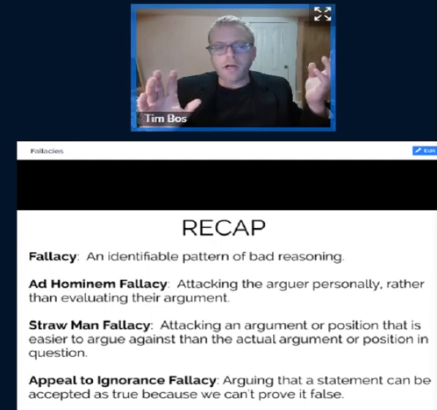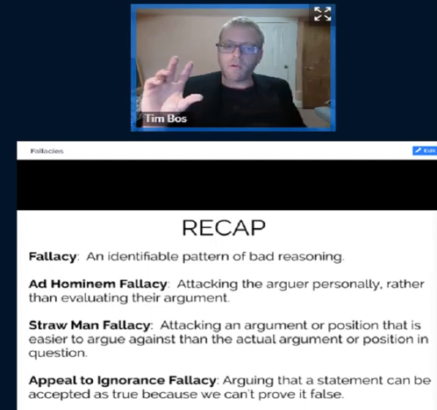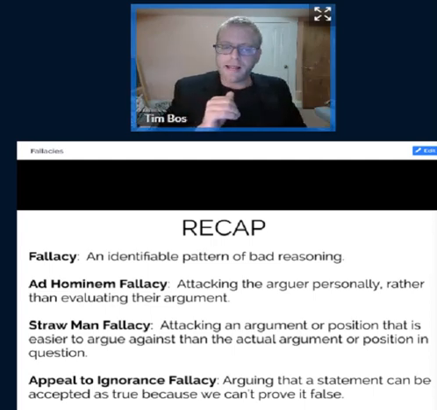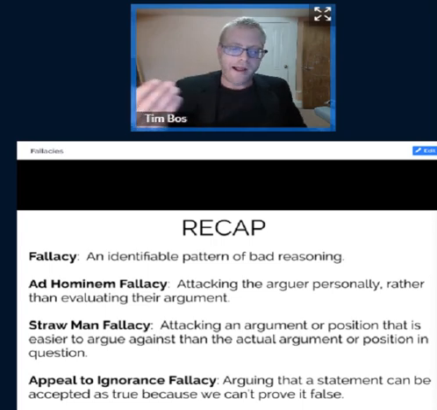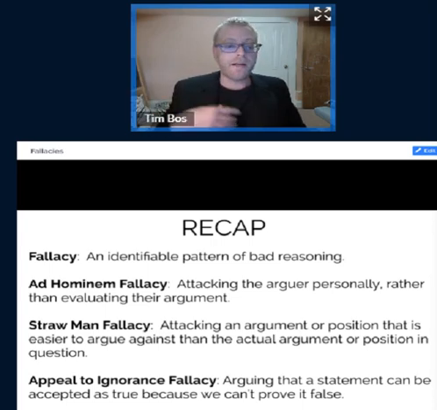And you might also be able to sometimes find an example where that's reversed. It's usually like this, but you could also find an example where someone says that a statement should be rejected as false because we cannot prove it to be true. In either case, if that's all you have going, then it's an appeal to ignorance.